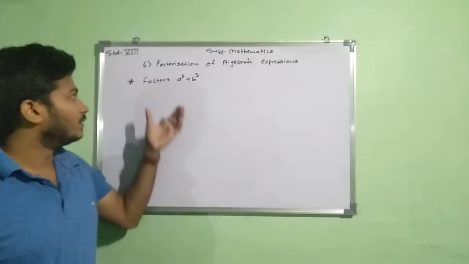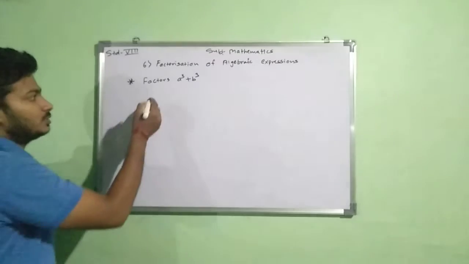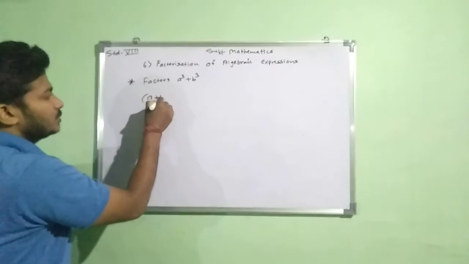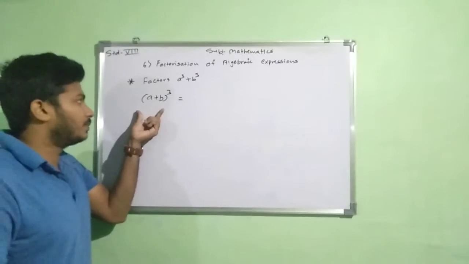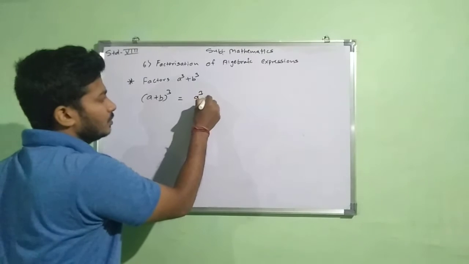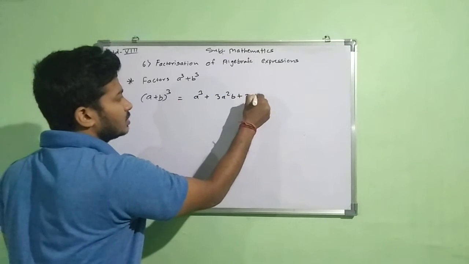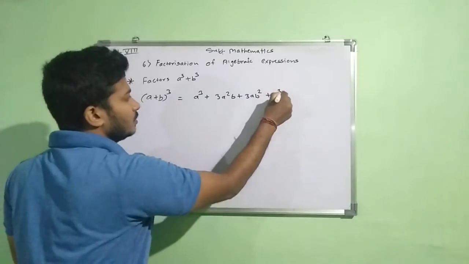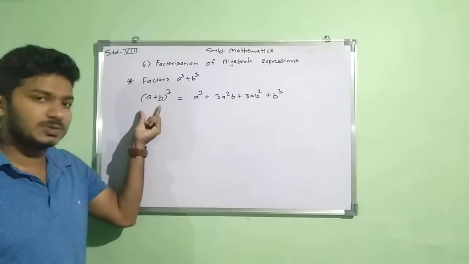Hello students, today we will see the factors of a cube plus b cube. For that, we should know the formula of (a plus b) cube. That formula we had derived in the previous chapter, and the expansion is a cube plus 3a square b plus 3ab square plus b cube. This is the expansion of (a plus b) whole cube.